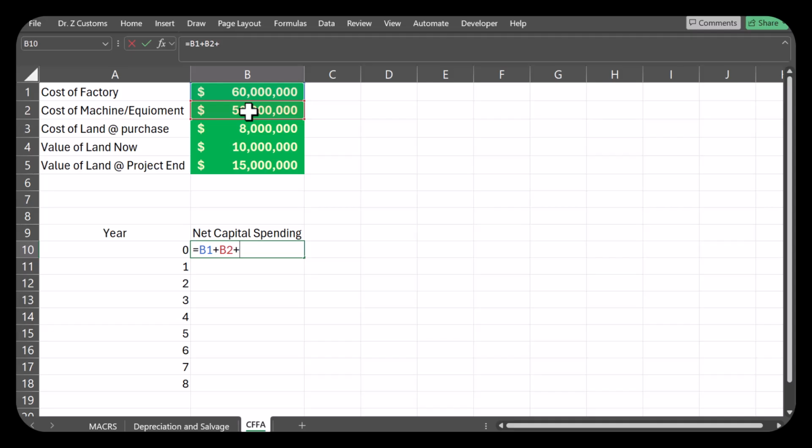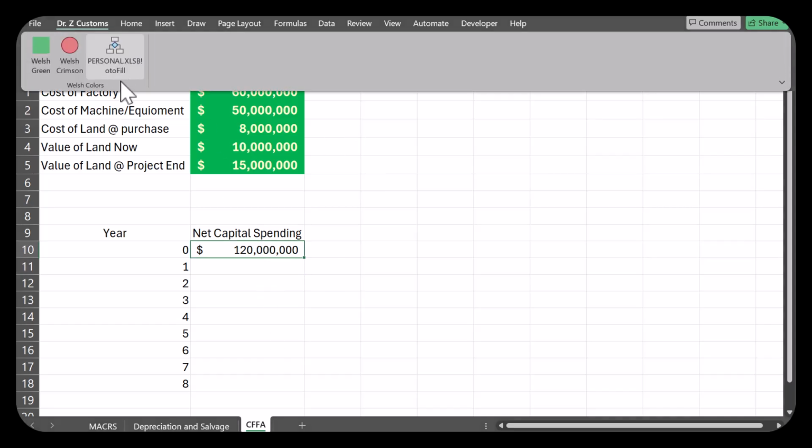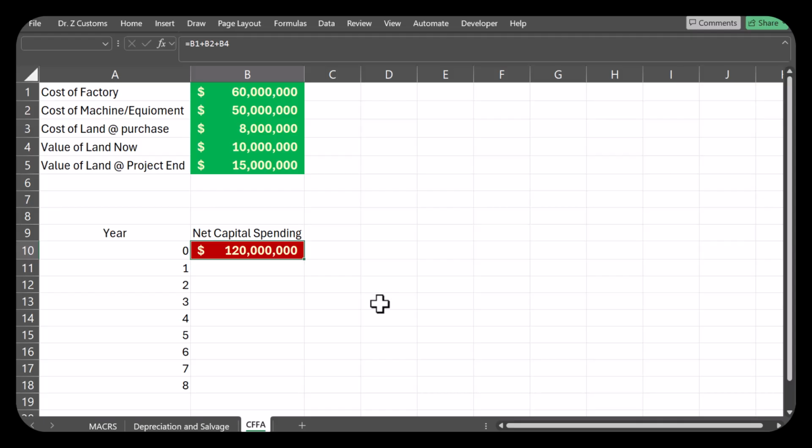So I'm going to add value of the land now. Okay. Well, value of the land at the end of the project is not relevant at this point. So year zero capital spending is 120,000. Okay. We already know that there is no capital spending in years 1 through 7.